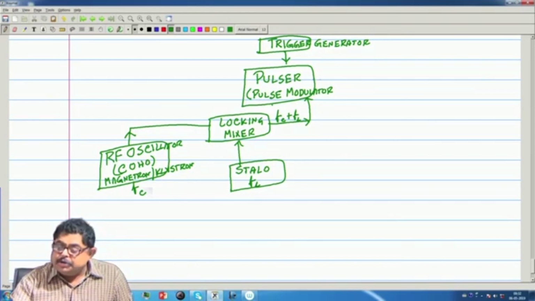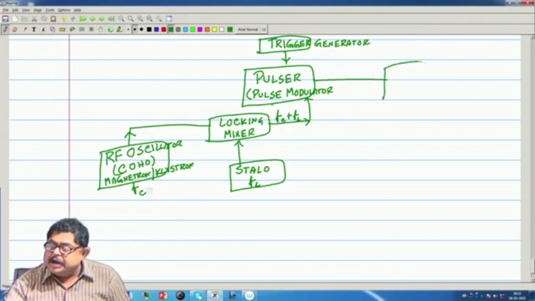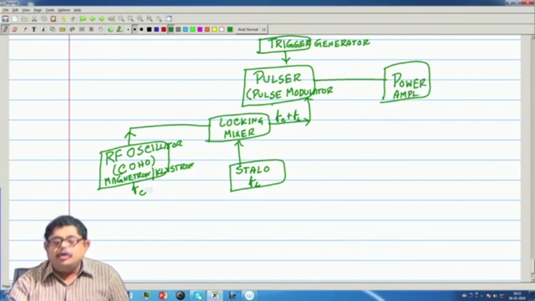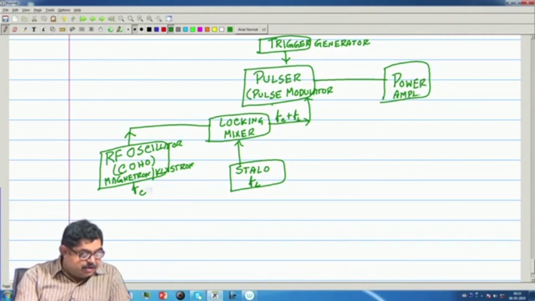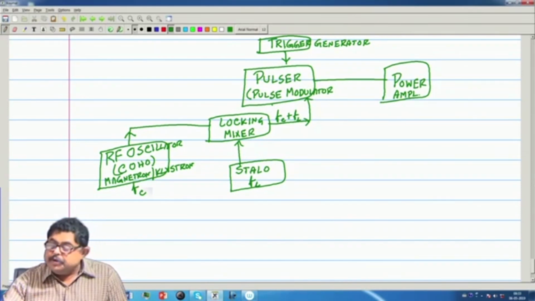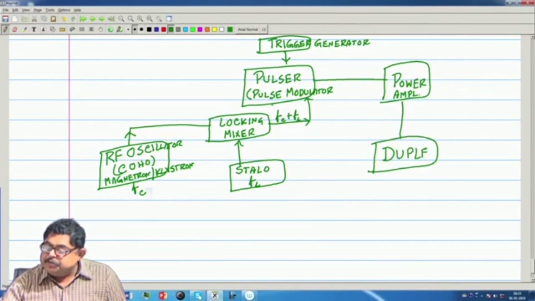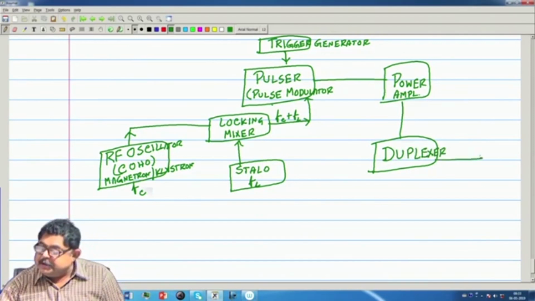Now, after this pulse modulator, I have an RF pulse. If required, there can be a power amplifier. Or sometimes inside the pulse modulator block there is an RF power amplifier, that is okay. That is given to a duplexer. As we have seen, we require a duplexer, and then that duplexer gives it to an antenna.